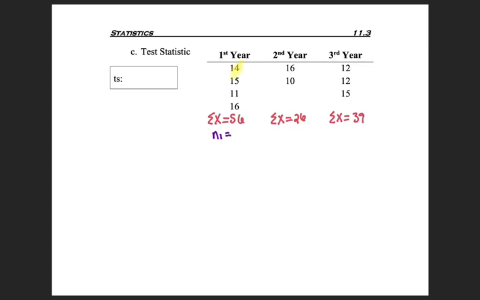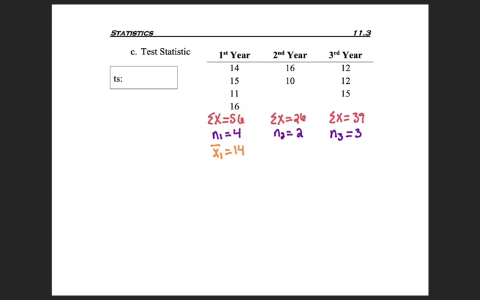Next, we want the count of items per group. We'd previously done this, but I want it listed here. I can see there are 4 numbers in the first group. In the second group, there are 2 numbers, and in the third group, there are 3 numbers. Now I need to find the average from group 1. That's actually just 56 divided by 4, which is 14.